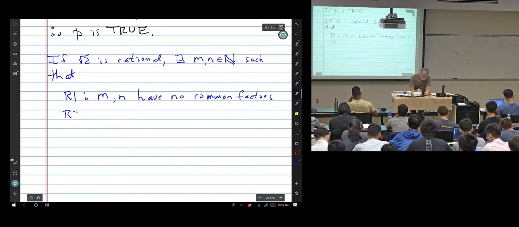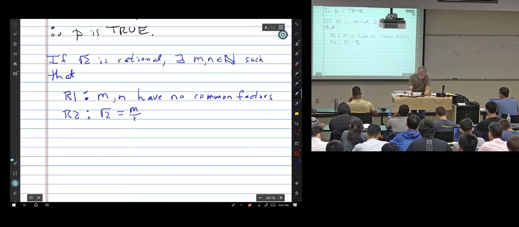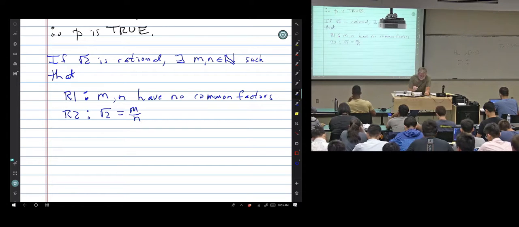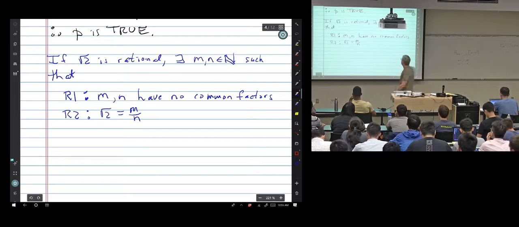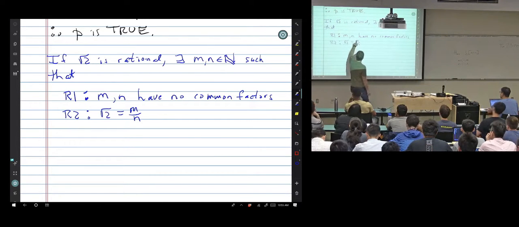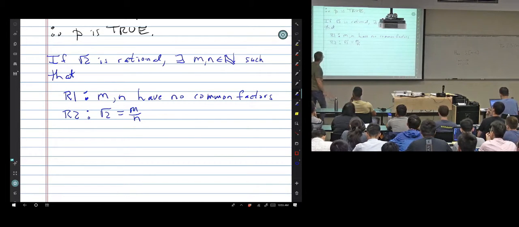Okay, and then R2 would be that square root of 2 is equal to M over N. Let me put N not equal to 0 here. Oh, N doesn't have 0. I don't have to do that. Natural numbers start at 1, so M over N.